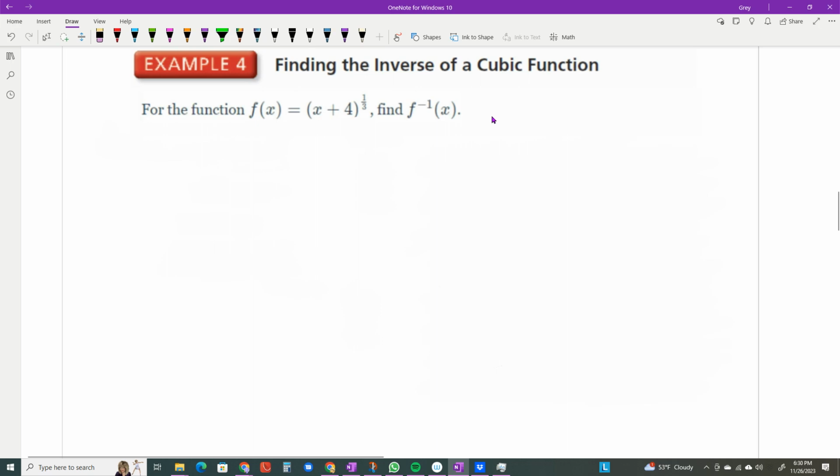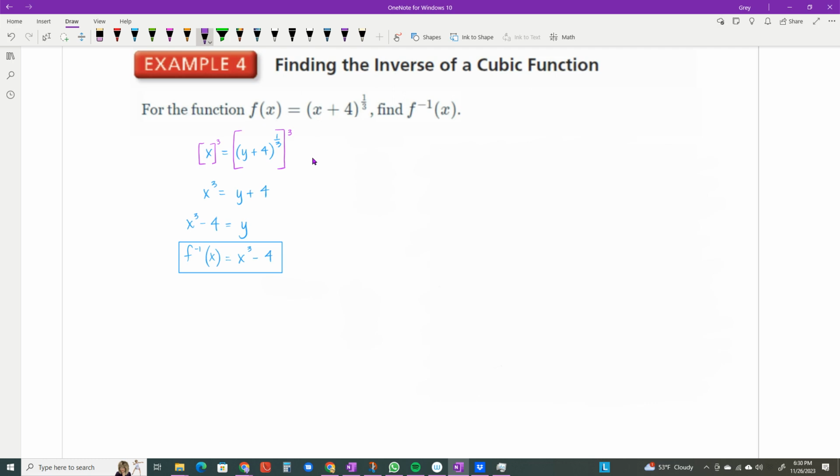So again, I'm switching my x and my y. And we talked about this earlier this week. We have raised to the 1/3 power. I'm going to multiply by the reciprocal of that, which is 3. So I'm going to raise both sides to the 3rd power. So that's going to give me x cubed equals y plus 4. I'm solving for y, so I'm going to subtract 4. And using my notation, f inverse equals x cubed minus 4.